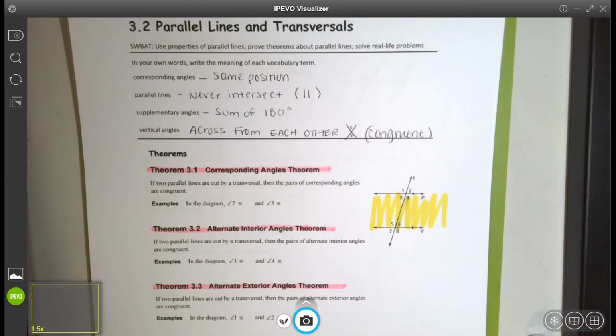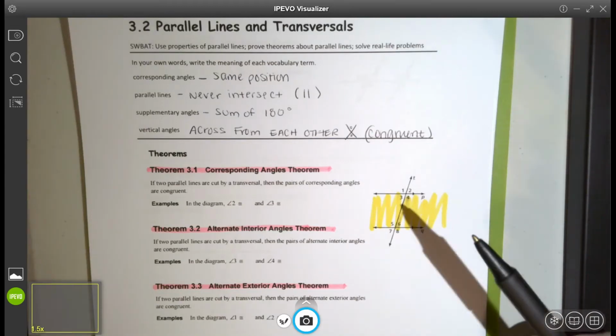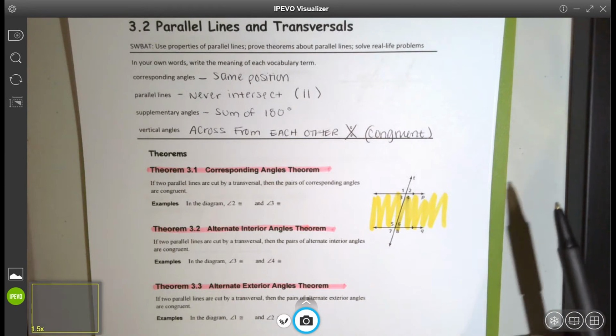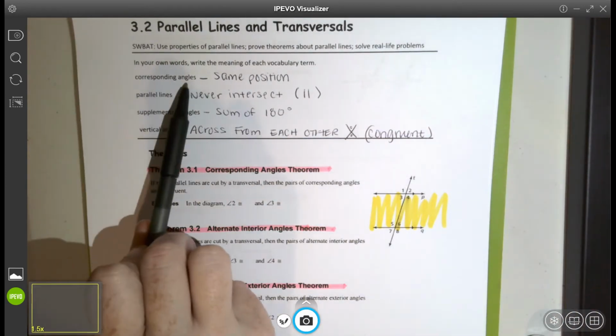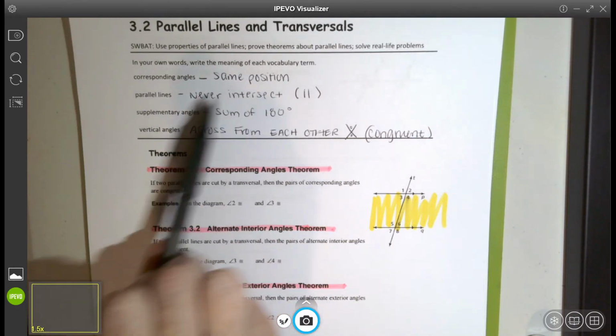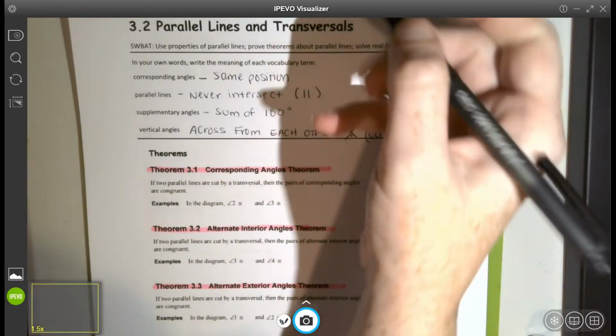All right, so we're going to move into our next lesson, still working with our parallel lines and transversals. So here's a little bit of a summary to start us off. So here we have our corresponding angles. Remember, that's our same position, and they are congruent.